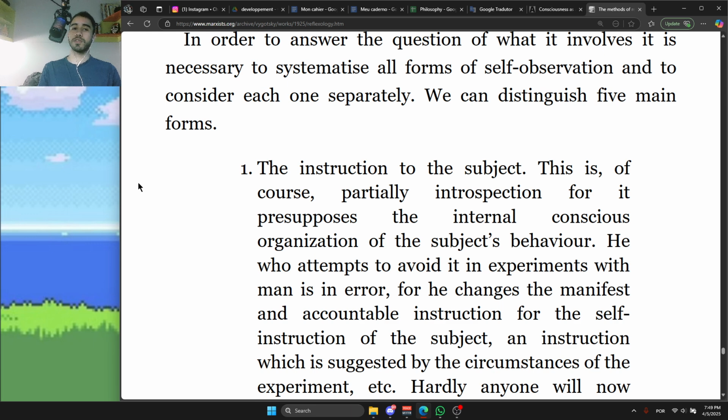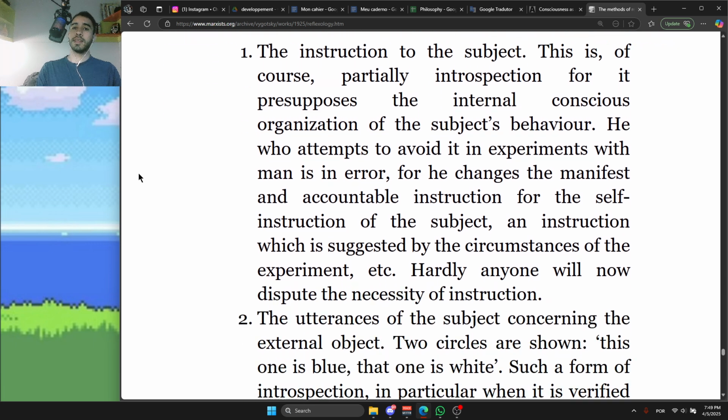We can distinguish five main forms. One: the instruction to the subject. This is, of course, partially introspection, for it presupposes the internal conscious organization of the subject's behavior. He who attempts to avoid it in experiments with men is in error, for he changes the manifest and accountable instruction for the self-instruction of the subject, an instruction which is suggested by the circumstances of the experiment, etc. Hardly anyone will dispute the necessity of instruction.